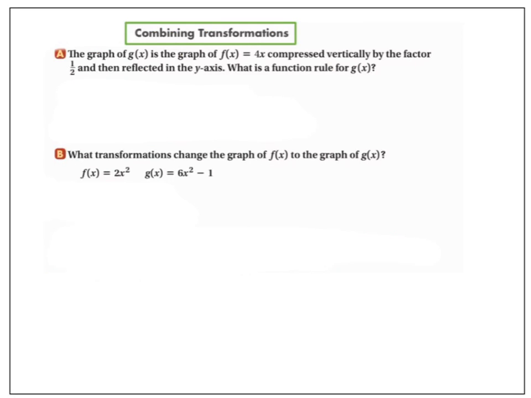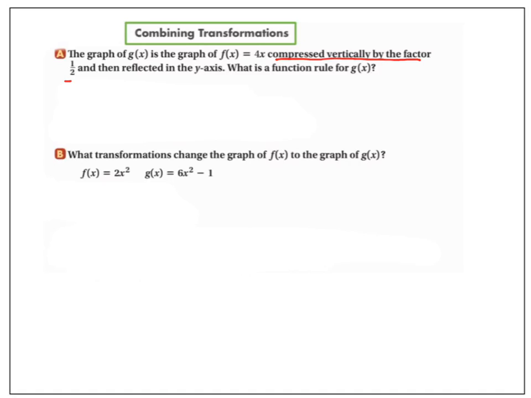All right, it says combining transformations. The graph of g of x is the graph of f of x compressed vertically by a factor of 1/2 and then reflected in the y-axis. What is the function rule of g of x? So let's just take this piece by piece. It says compressed vertically by a factor of 1/2.